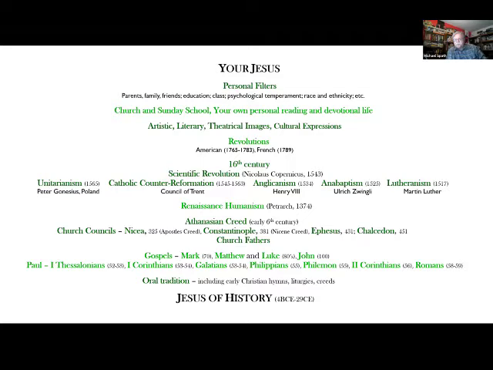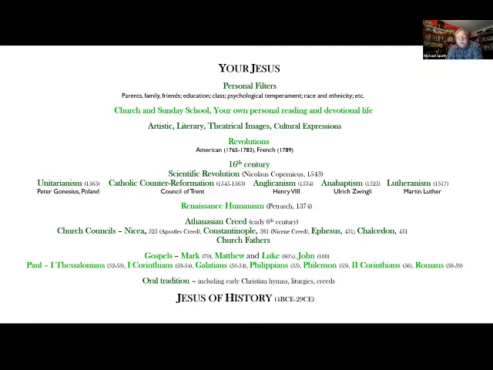The church councils, whether we accept them or reject them, the creeds, Renaissance humanism, all the various reformations in the 16th century, the scientific revolution, the American and French revolutions in terms of the democratization of intellectual thought, building upon the reformations of the 16th century.